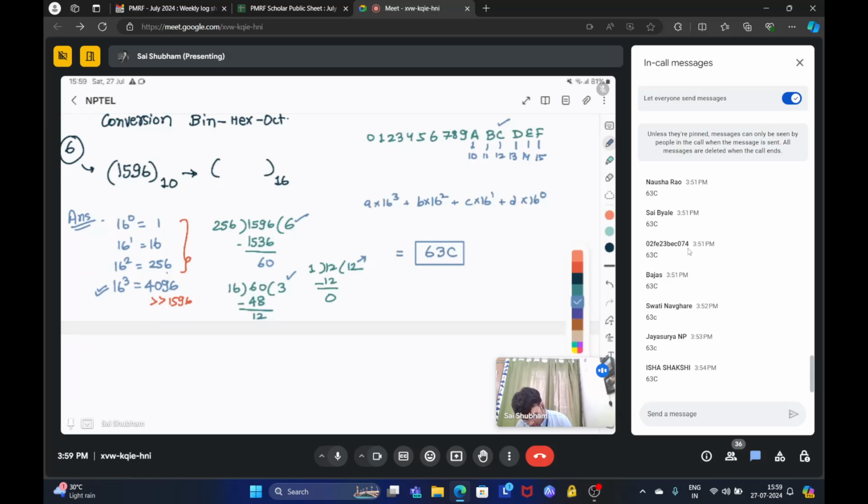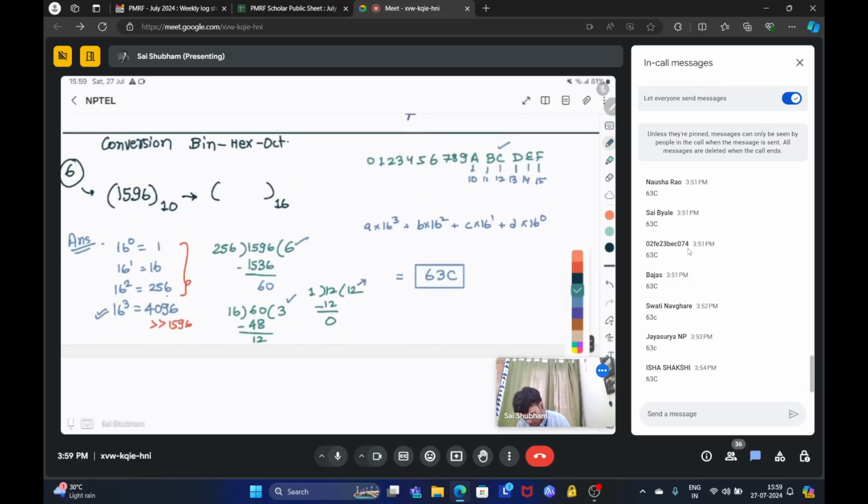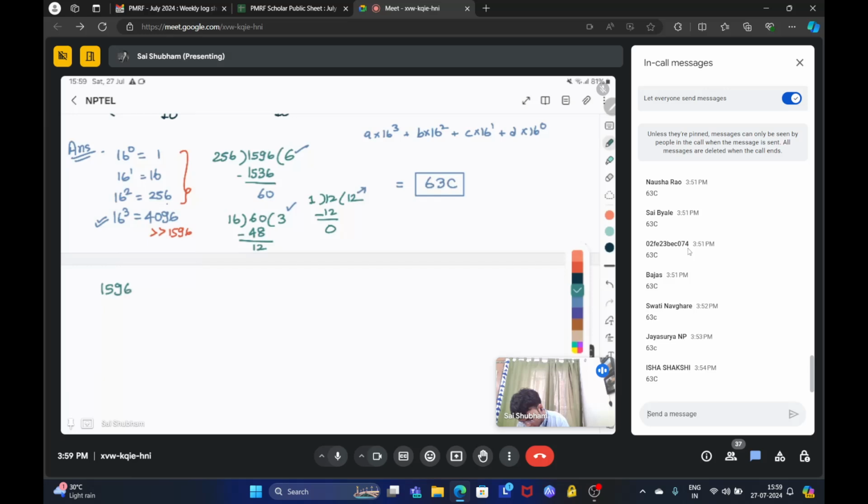There are other methods as well, like you can do repeated division like this. First, you divide 1596 by 16, so it will be... okay. So this 12 is your least significant bit.